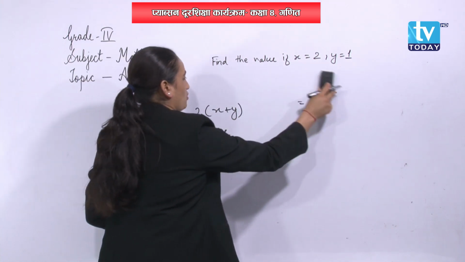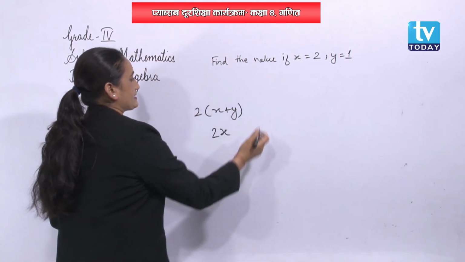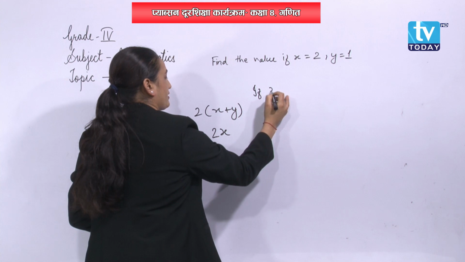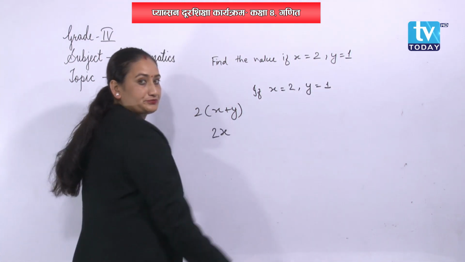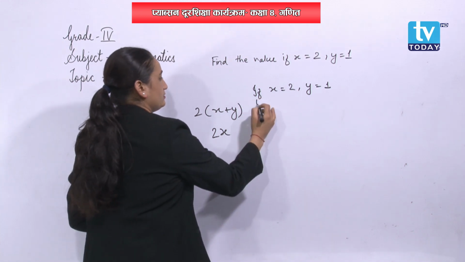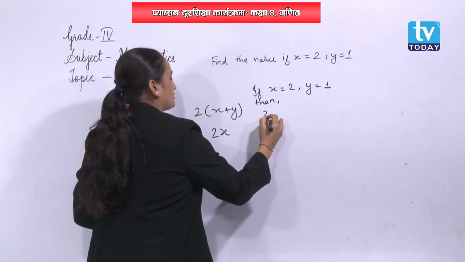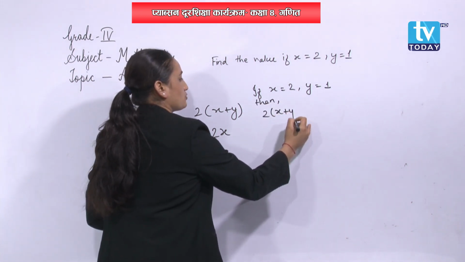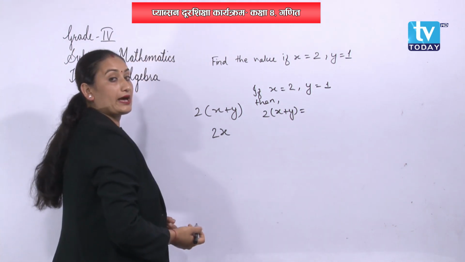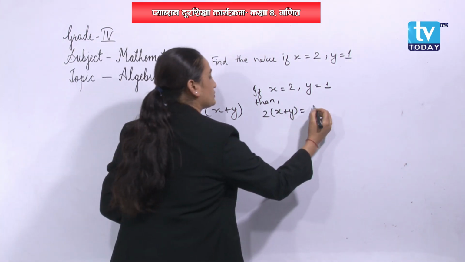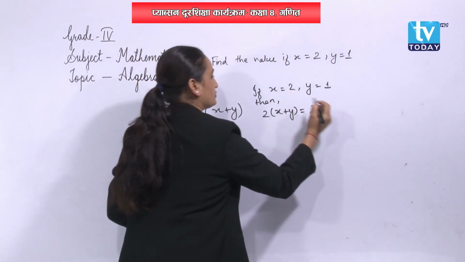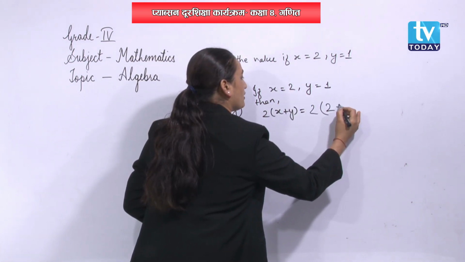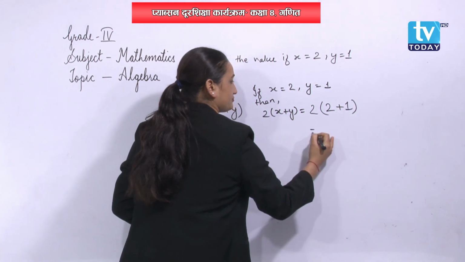2(x plus y). Inside the bracket is given, right? If x equals 2, y equals 1, then 2 bracket x plus y equals 2. What to write? Okay, 2 bracket. Value of x is what? 2. Write down 2. Value of y is 1.